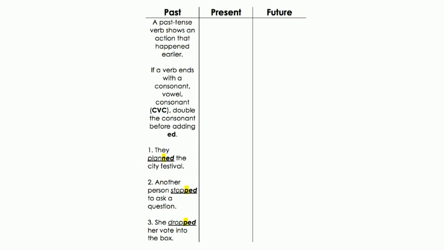Number 2, another person stopped to ask a question. The word stop ends with a consonant, vowel, consonant. So you double the consonant and add ed. Stopped, S-T-O-P-P-E-D. Number 3, she dropped her vote into the box. Drop ends with a consonant, vowel, consonant. So you double the consonant and you add ed. Dropped, D-R-O-P-P-E-D.